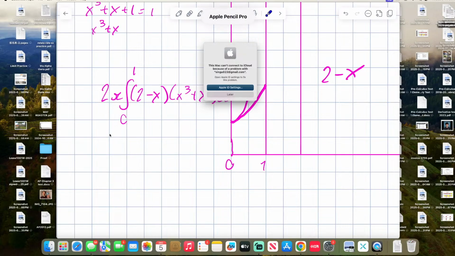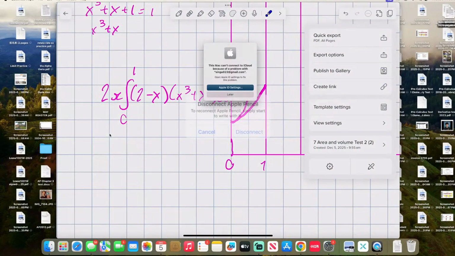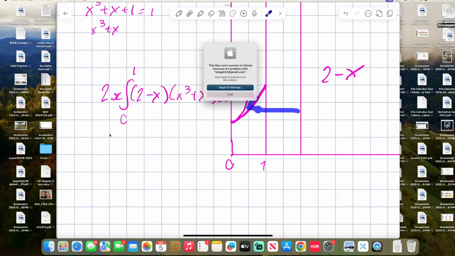Basically, okay, I'm going to try to do that here. Radius is here to here. This is not 1. Right? And now here to here is always 1, but it's changing from here to here.